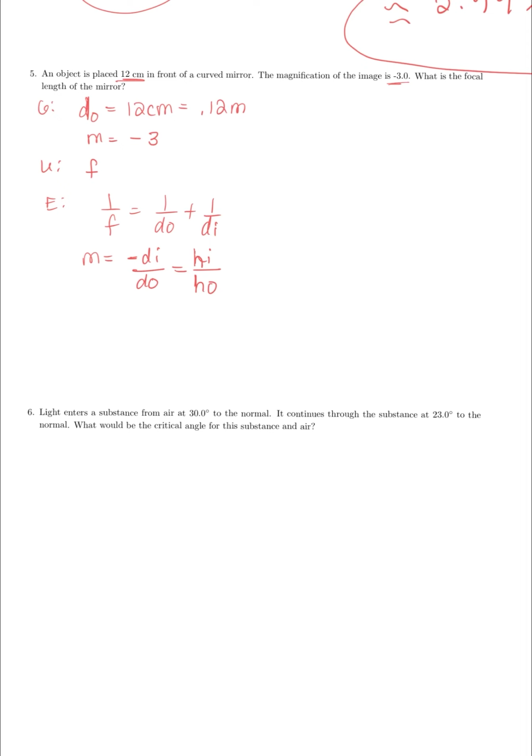Okay, so we want to know the focal length. So in order to do that, let's solve for di. We can do that right here because we have do and we have m. If we have m equals negative di over do, let's do that in our solve step. We can say m times do equals negative di. So we have -3 times our object distance of 0.12 meters equals negative di.